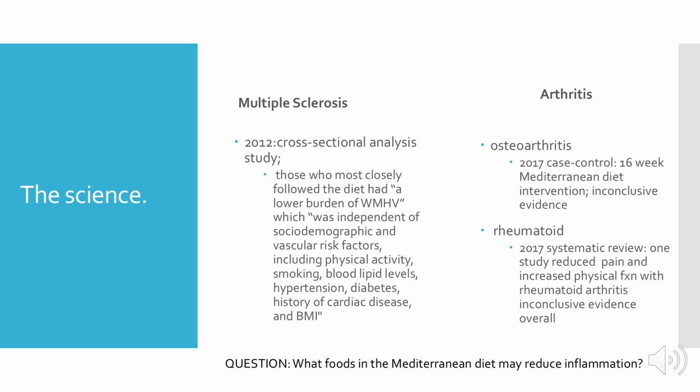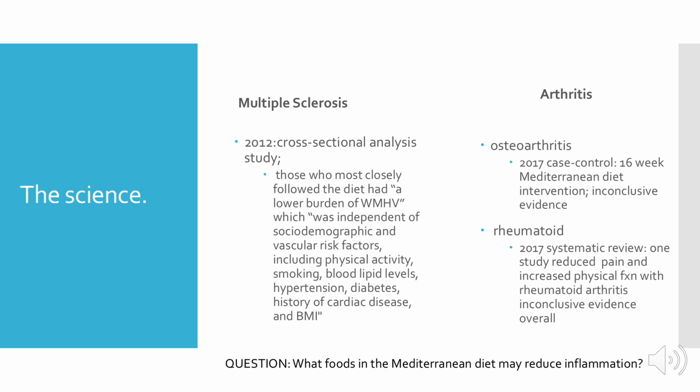And another 2017 study, it's actually a systematic review of 4 studies, showed that only one of them found patients with rheumatoid arthritis had decreased pain and increased physical function when adopting a Mediterranean diet. Researchers believe that diet does reduce inflammation in arthritic patients, specifically the Mediterranean diet. However, again, further research is needed.